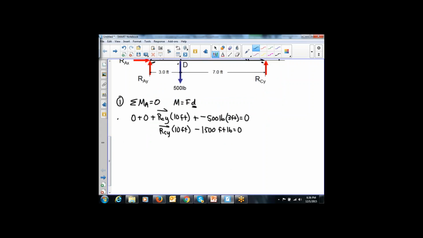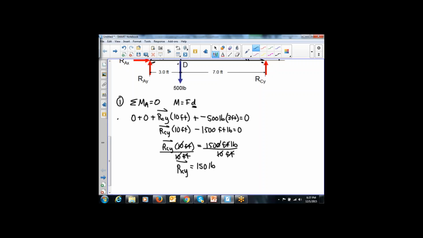So I'm going to take RCY times 10 feet. I'm going to add 1,500 foot-pounds to both sides. Then I'm going to divide both sides by 10 feet. Those units cross off, those units cross off, those numbers cross off. We're left with, actually the 0 crosses off. RCY is equal to 150 pounds. And I noticed that it's a positive 150 pounds, which means the direction that we drew RCY was correct.